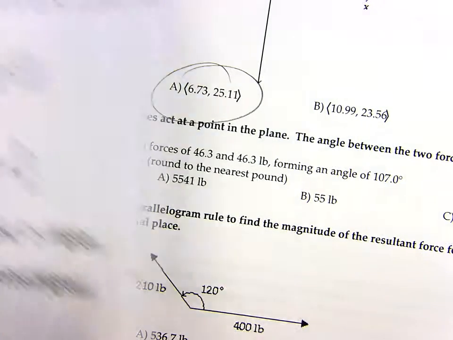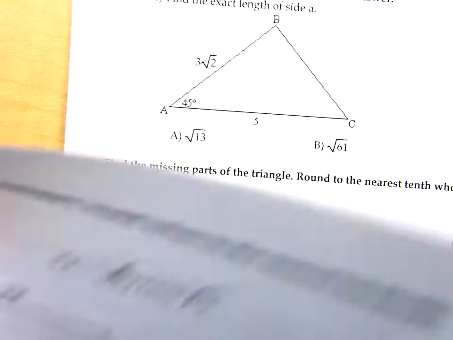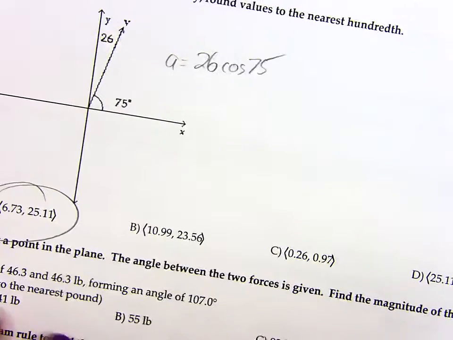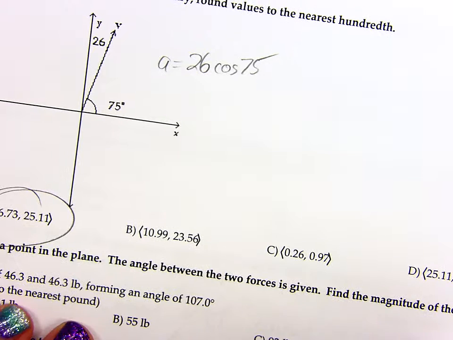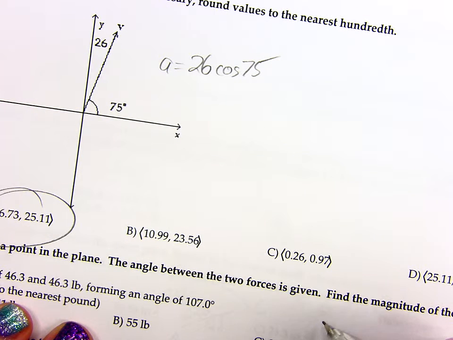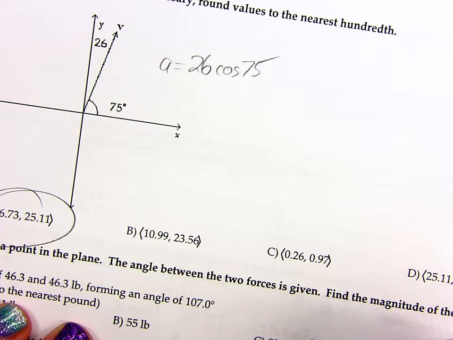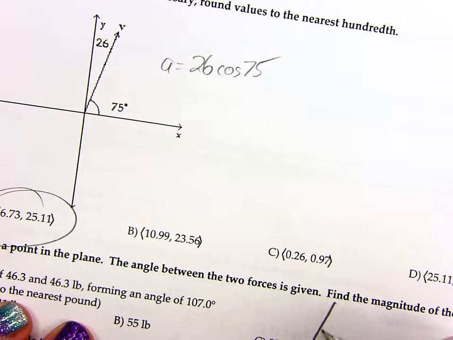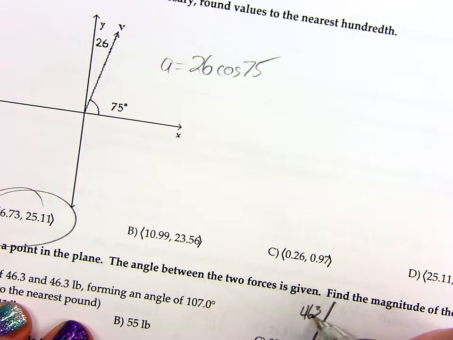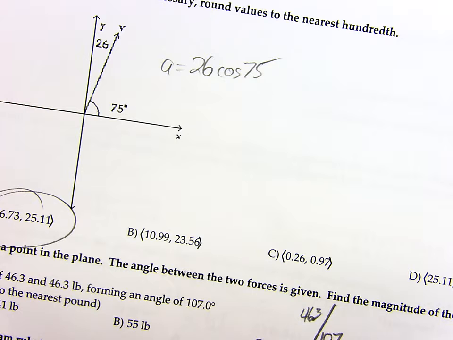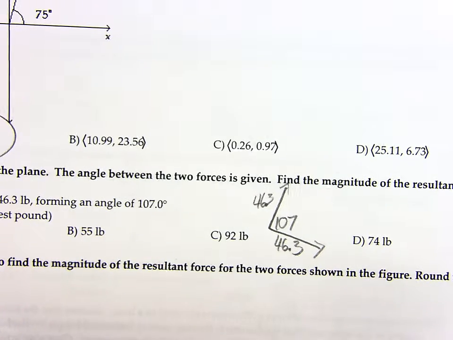13. Okay, this one requires a little bit of work. I have two forces acting on an angle. They're both 46.3 pounds, and it makes an angle of 107. Find the magnitude of the resultant.